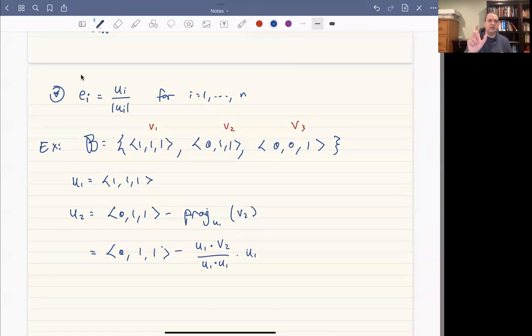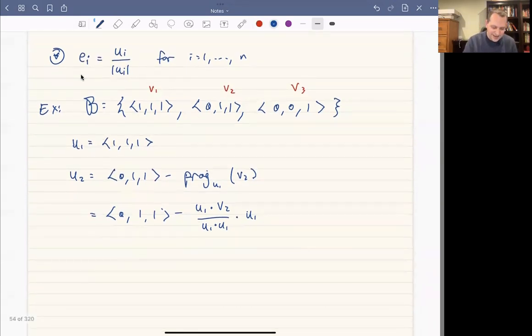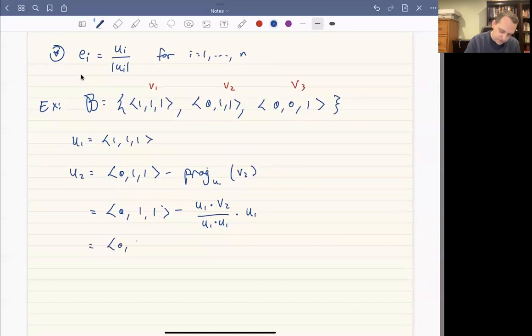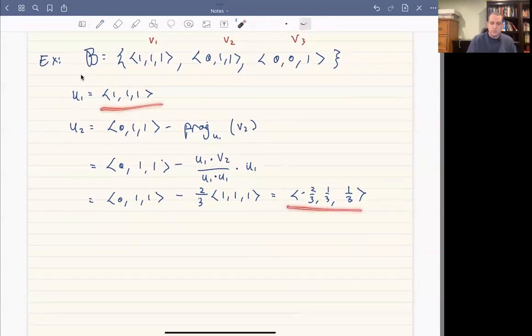I think when I defined the projection, I had the v in the base and then the u was on the inside. Here they're switched. It's just a formula. It doesn't matter if I switch the roles of x and y, but that's how that's going to work. And so u1 dotted with v2 is going to be 1 times 0 plus 1 times 1 plus 1 times 1. So that'll be 2. This is going to be (0, 1, 1) minus 2 over the length of u1 squared, which is 3, since it's 1 plus 1 plus 1, times u1, which was (1, 1, 1). And so that's going to be 0 minus 2/3, 1 minus 2/3, and 1 minus 2/3. So that's our u2. And notice that u1 and u2 are orthogonal, right? If I take 1 times negative 2/3 is negative 2/3, plus 1 times 1/3, plus 1 times 1/3. So we get negative 2/3 plus a third plus a third.